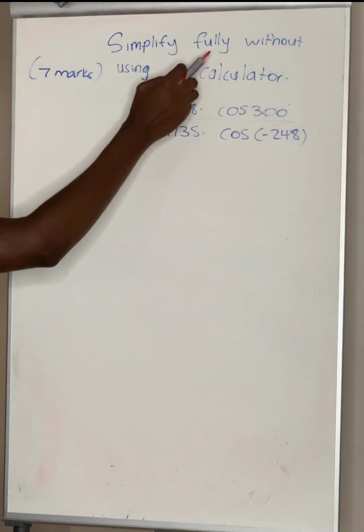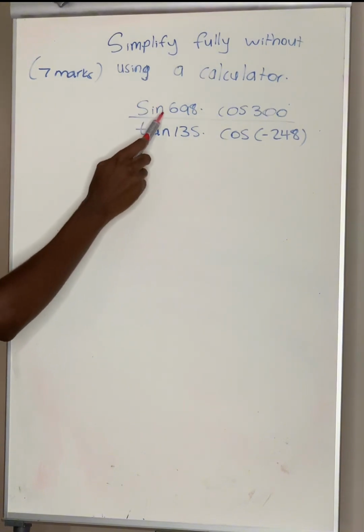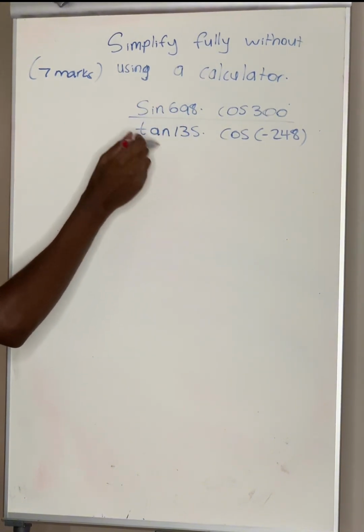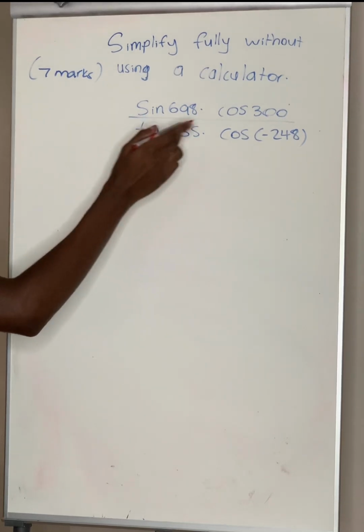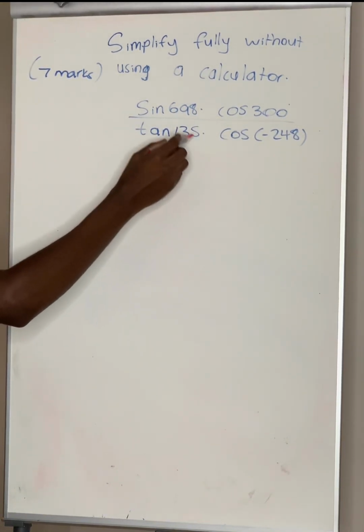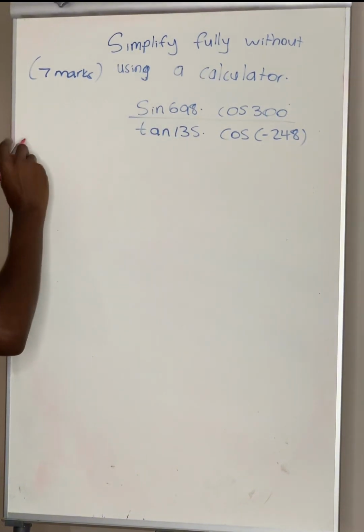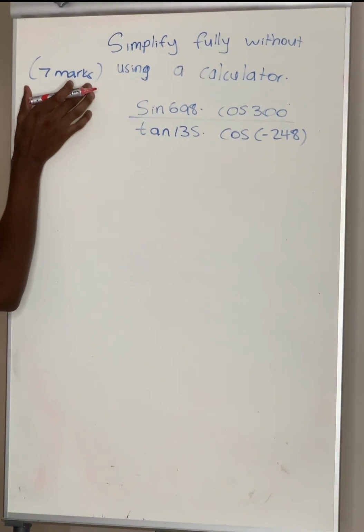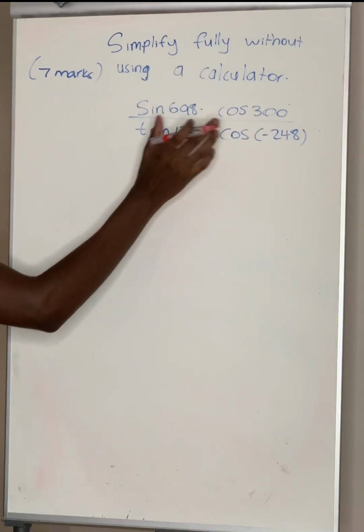So let's simplify fully without using a calculator for 7 marks. Sine 698 degrees times cos 300 degrees, all of that divided by tan 135 degrees times cos of negative 248 degrees. Okay, so don't be scared of the 7 marks. Just simplify each thing step by step.